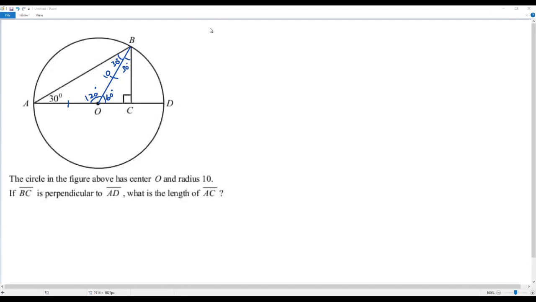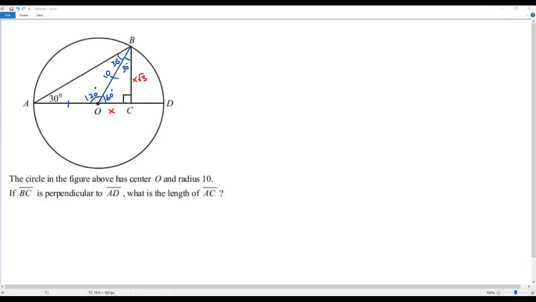In a 30, 60, 90 special right triangle, the side which is opposite to the smallest angle measuring 30 degrees is considered to be the shortest leg. So this OC is the shortest leg, and usually we assume x as the length of the shortest leg of a 30, 60, 90 special right triangle. Then to get the length of the next longer leg BC that is opposite to the 60 degree angle, we have to multiply the length of the shortest leg x by square root of 3. Then it is x times square root of 3.